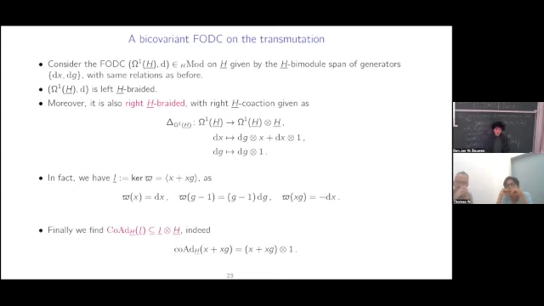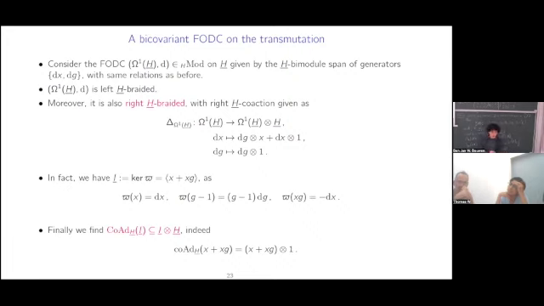And you can see very easily that when you calculate the braided right adjoint coaction on the classifying ideal of the calculus, you get something that is closed as a coideal. And so in particular, you get a bicovariant first-order differential calculus on the transmutation. This is a very, very nice example. If you want, this transmutation construction is a very explicit way to produce braided differential calculi, starting from just a quasi-triangular Hopf algebra and the datum of a first-order differential calculus over this quasi-triangular Hopf algebra.